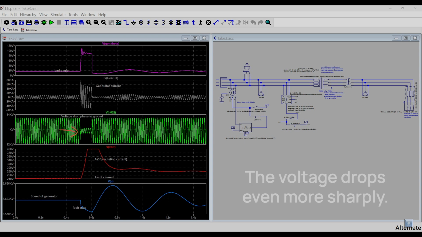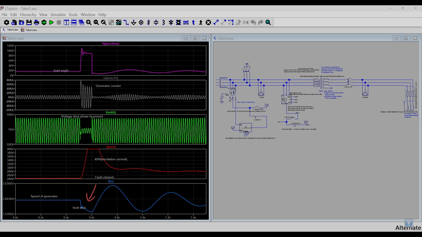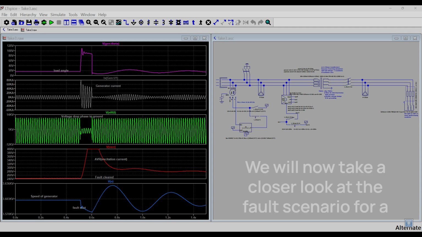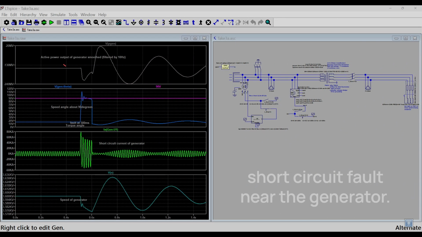The voltage drops even more sharply. The generator speed does not increase, but instead falls steadily. Why is this the case, even though the generator should be unloaded? We will now take a closer look at the fault scenario for a short circuit fault near the generator.